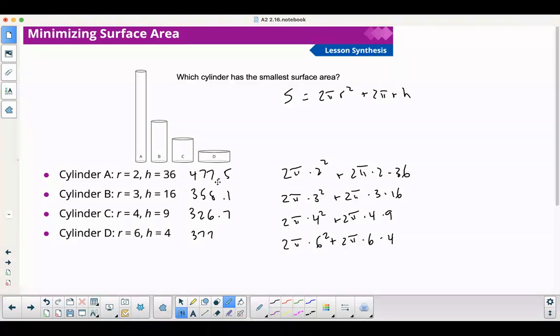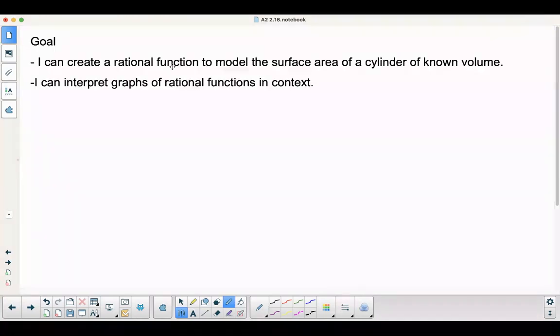So which one has the smallest surface area? The answer would be C. All right, so the answer is cylinder C, 326.7. Okay, so again, you're probably going to get that little relative minimum type of thing as your radius gets bigger and bigger. All right, so goal: I can create a rational function to model the surface area of a cylinder of known volume. I can interpret graphs of rational functions in context. I would say yes, but this is still obviously very vague, very developing.